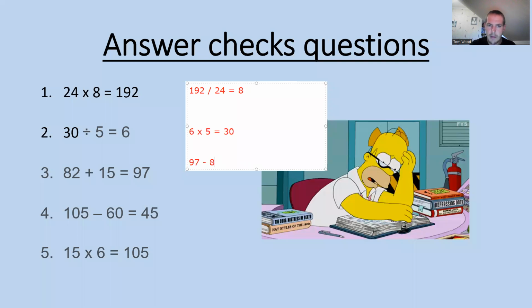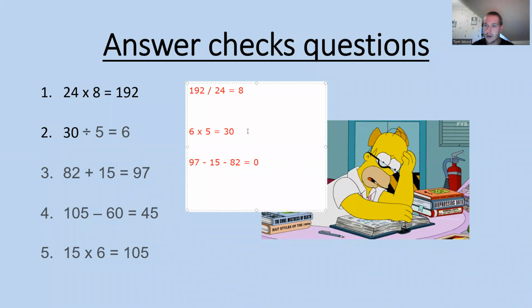I would always recommend, though, taking away both numbers. So take away 15 and then take away 82 to get all the way back to 0. Just nitpicking a little bit, but I think that is the best way to do it. Sometimes it can be a little bit more useful, but you will get the marks the other way as well, not a problem. Again, the examiners are nice. They do want to give you these marks.